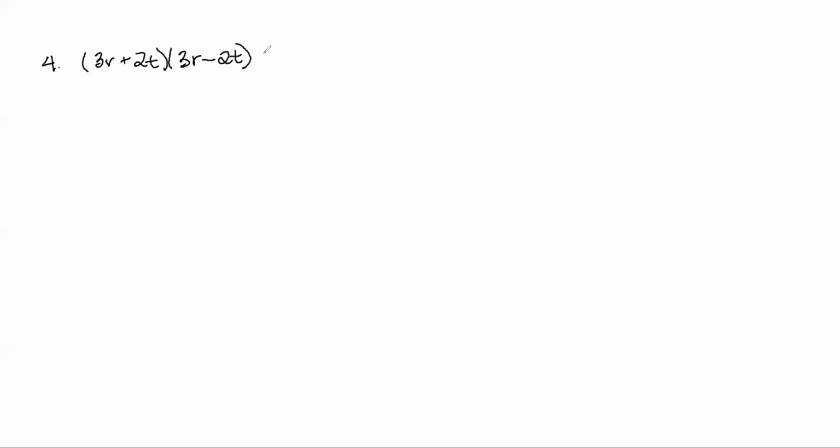So let's go ahead and try multiplying. First terms, 3r times 3r is 9r squared. The outside, 3 times negative 2 is negative 6. r times t, those are not the same variable, so we can't add the exponents. We're just going to put them next to each other, so rt. The inside terms, 2 times 3 is positive 6. And again, we have a tr or rt to keep it in alphabetical order. And then 2t times negative 2t is negative 4t squared.